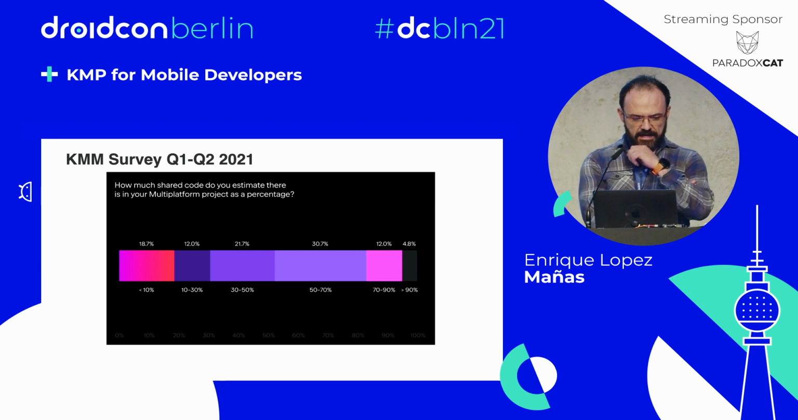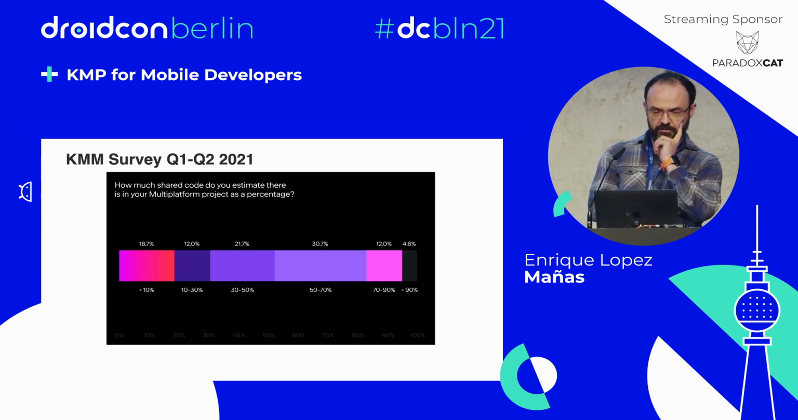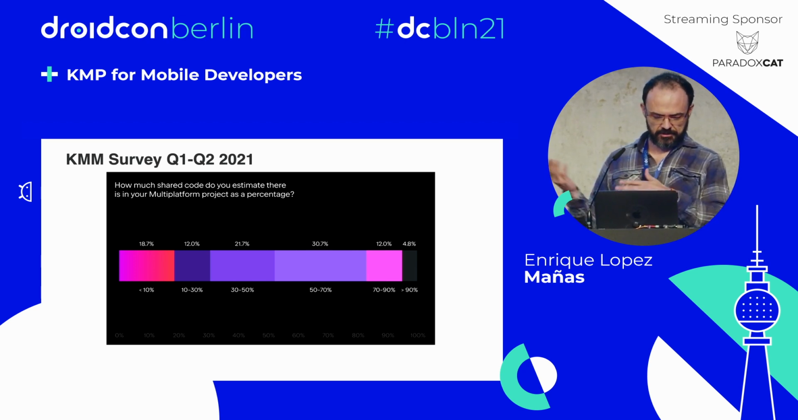There has been a recent KMM survey from JetBrains for the first two quarters of this year, and some people were asked a few questions: how do you use it? How's your feeling? Would you recommend it, etc.? And I take some selection of slides here. How much shared code do you estimate there is in your multi-platform project as a percentage? You can see that it might vary, but we have a significant amount of code shared, things like 30% to 50 to 70% for the participants.